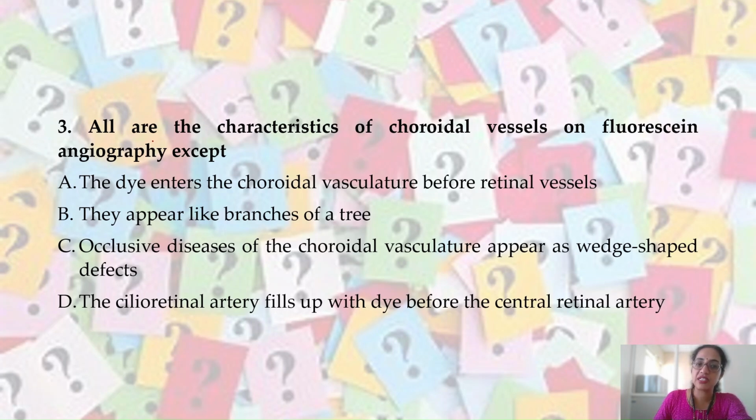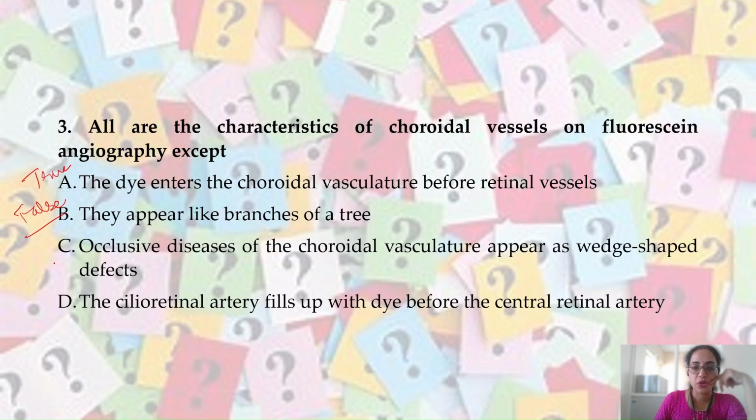So whenever the dye enters the choroidal vasculature before the retinal vessels, this is true because the choroidal vessels appear before the central retinal artery. Therefore, the dye appears in the choroidal vasculature before appearing in the retinal vessels. So, the choroidal vasculature appears like branches of tree. No, this is false because retinal vessels are the ones which appear like branches of tree. Choroidal vessels appear like lobules. Okay, the blood supply is in the form of segmental blood supply, and thus they appear like lobules on angiography.